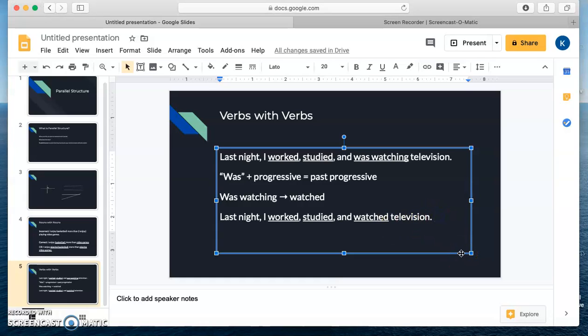Now, we've turned these all into simple past tense, but of course we can also make them past progressive. We could say, "I was working, was studying, and was watching television." This is also perfectly valid. This is good to go. And again, we are following the conventions of parallel structure because all of our verbs are written in the same style. They are all past progressive.